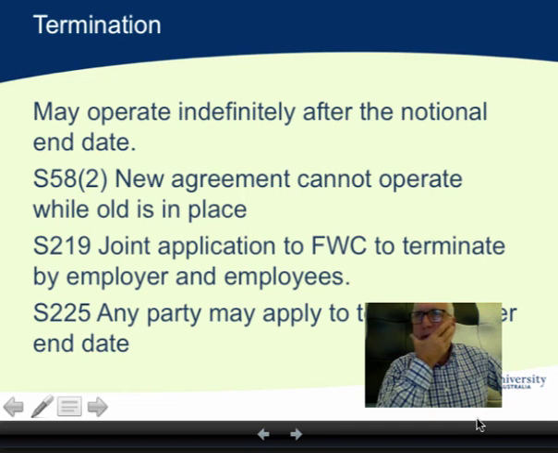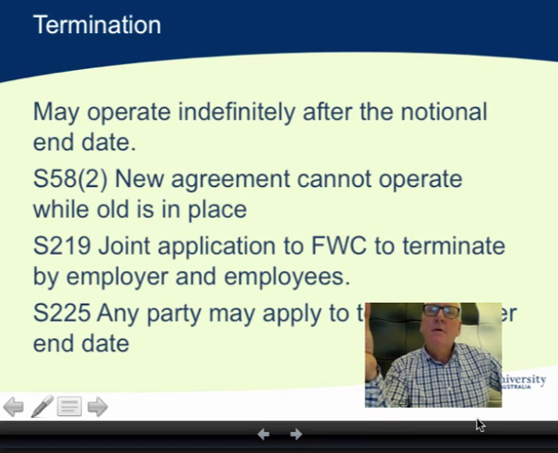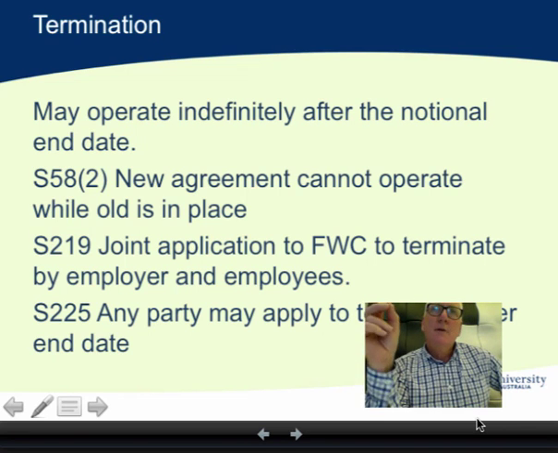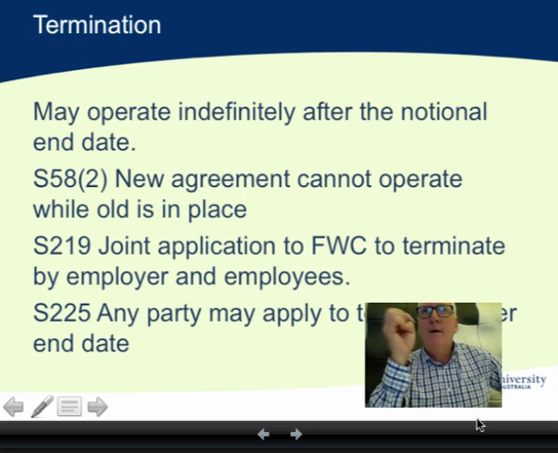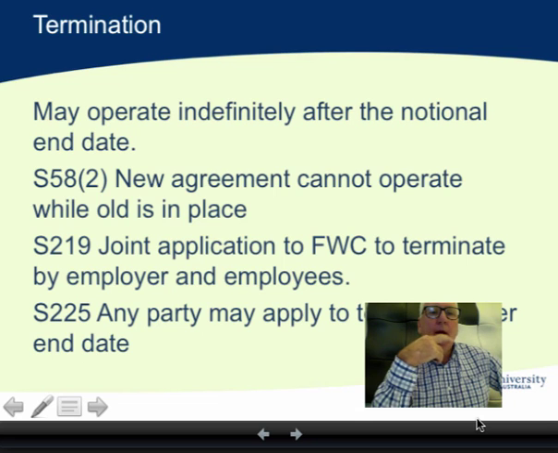So I can't think what the wage increase is in the university enterprise agreement, but of course the last of those wage increases would have been had and received by the employees at the time that the agreement was up for renegotiation. So they'd be anxious to get something in place now for their next round of wage increases. Nevertheless, it could just continue to run on indefinitely after a notional end date. And any new agreement can't operate while the old one's still in place.